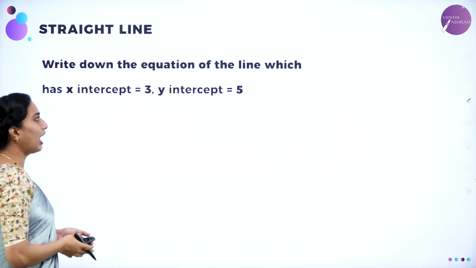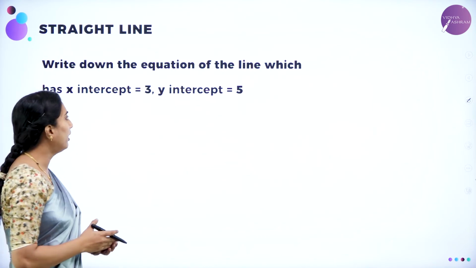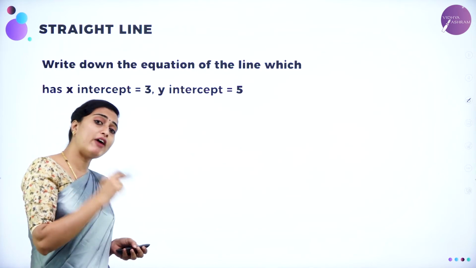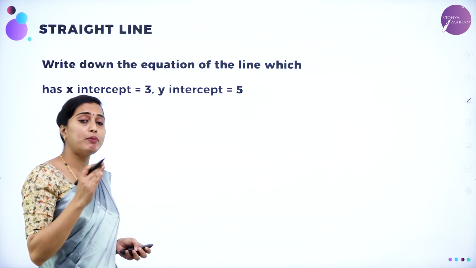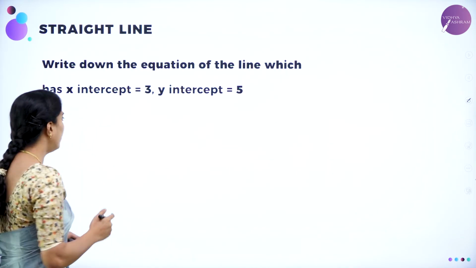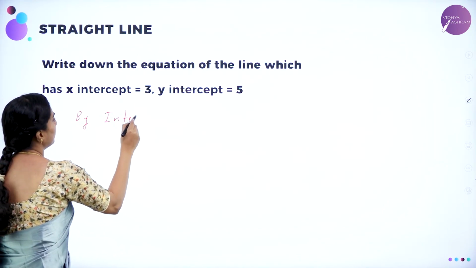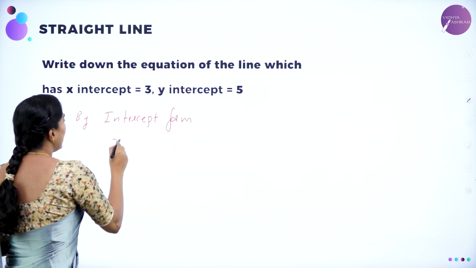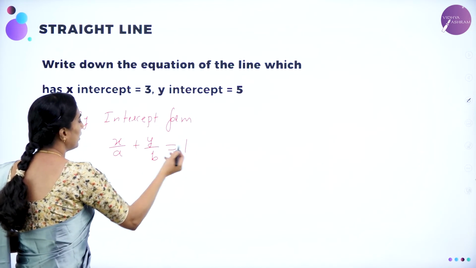What they've asked: write down the equation of the line which has x-intercept 3 and y-intercept 5. I told you already, x-intercept and y-intercept are handled by the intercept form, which is x by a plus y by b is equal to 1.